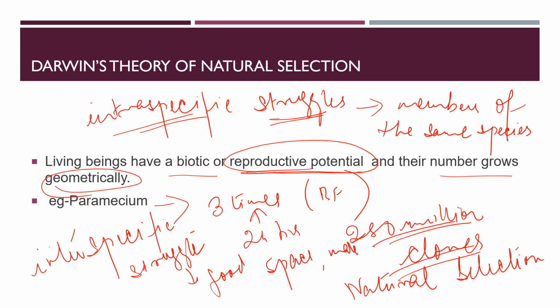If these variations continue and accumulate over a long period of time, they give a new species. Later on, with the progress in genetics, these ideas were modified, and they became known as the synthetic theory of evolution. This theory states that the origin of species is mainly based on what? The interaction of genetic variations and natural selection. So this theory was modified on the basis of genetics, and then it was named the synthetic theory of evolution.